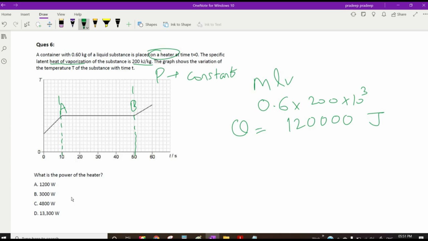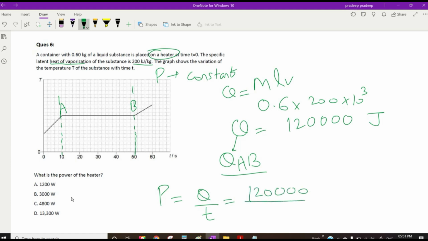the heat energy which you found out from mL_v is the heat energy during the process AB, during the phase change, Q_AB. Now since we are supposed to find the power, that is nothing but energy per unit time. The energy you found out as 1.2 lakh, that is 120,000, and we divide that by the time taken. The time taken between A and B will be 50 minus 10, so that will be 40 seconds. So that is the total time taken. If I substitute here, you will get 3000 watts as your answer.